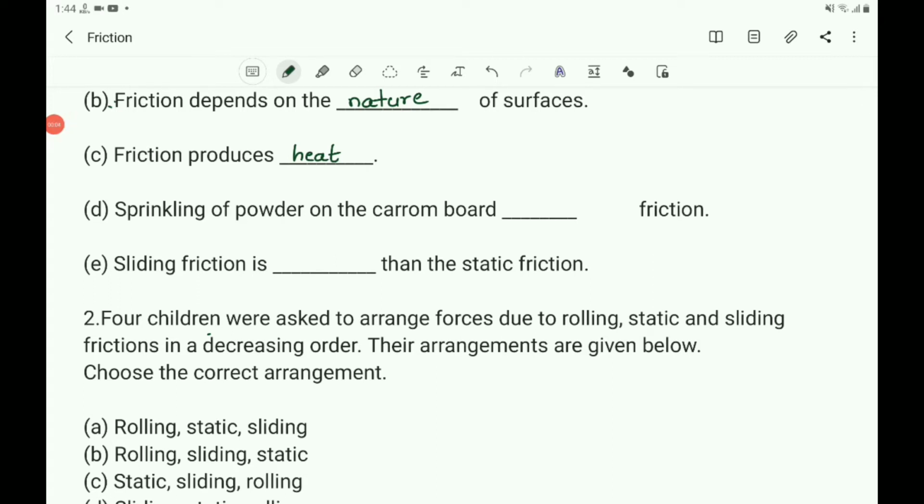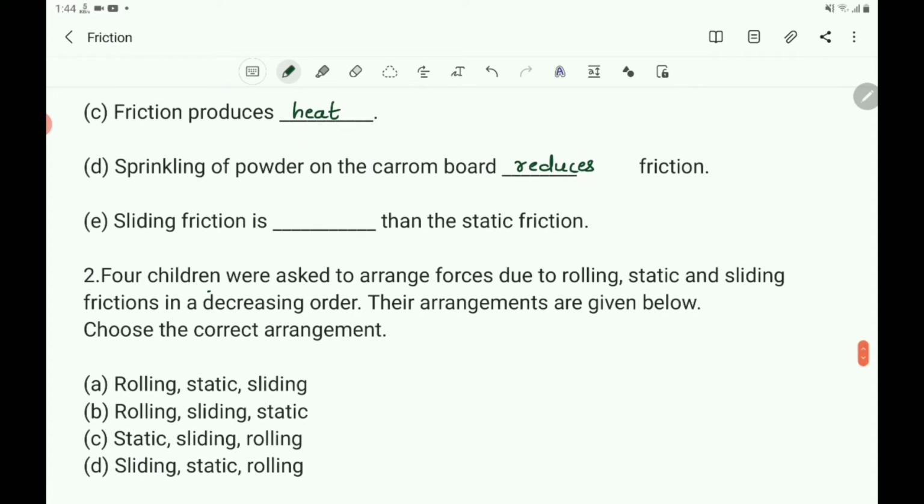Then the next one, D: Sprinkling of powder on the carom board dash friction. Know that to reduce the friction while playing the carom board, we are using the powder. We are sprinkling the powder on the carom board. So you know the purpose of sprinkling the powder on the carom board is to reduce the friction. So what you can write here: sprinkling of powder on the carom board reduces friction.